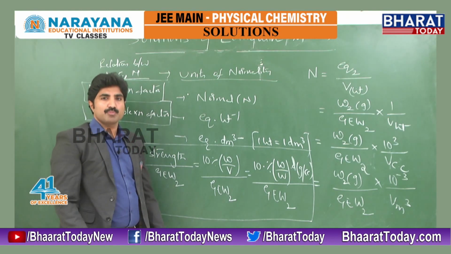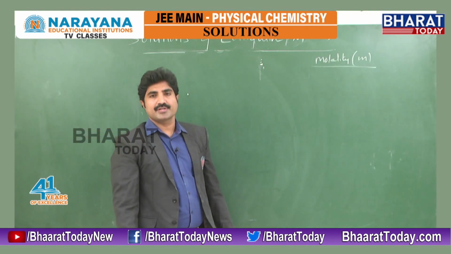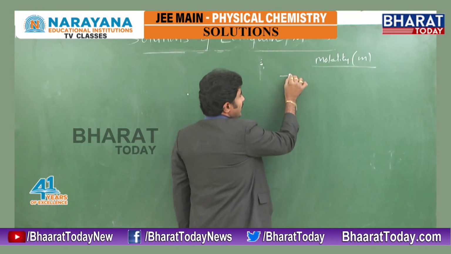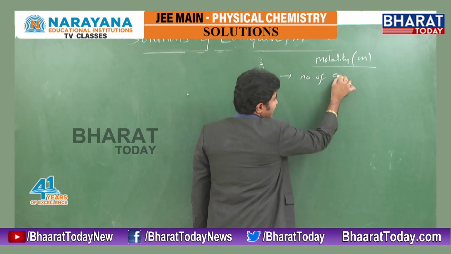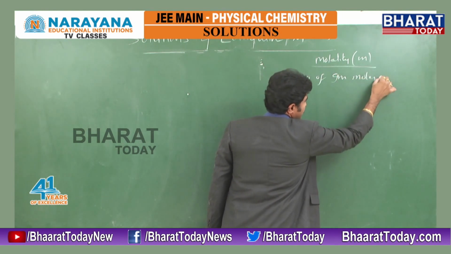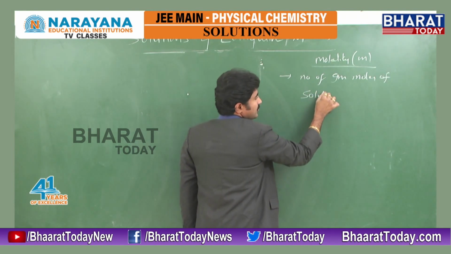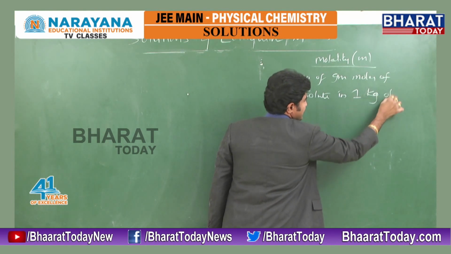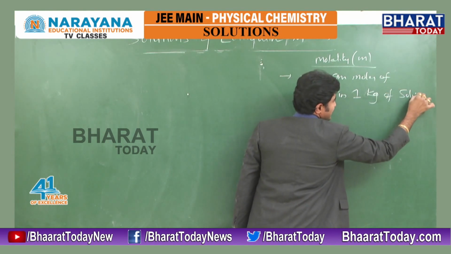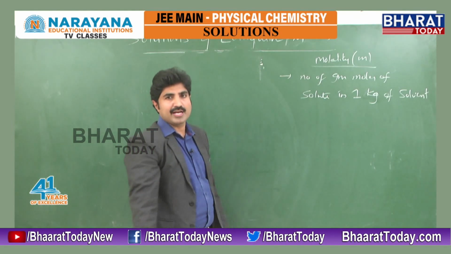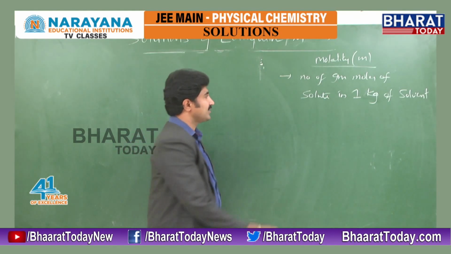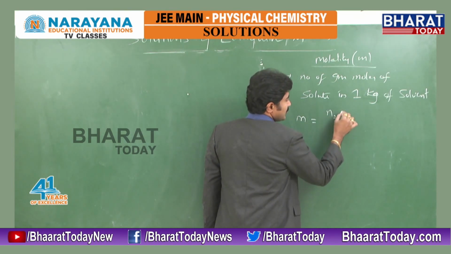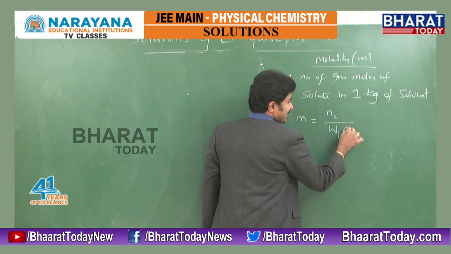Next concentration method is molality. This is denoted by small m, and it is the number of gram moles of the solute present in 1 kg of the solvent. Mathematically, small m is equal to number of moles of solute, N2, by W1 in kg.